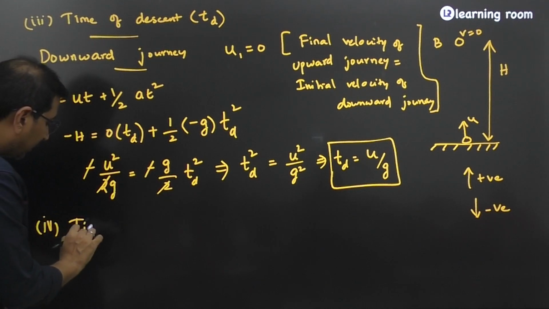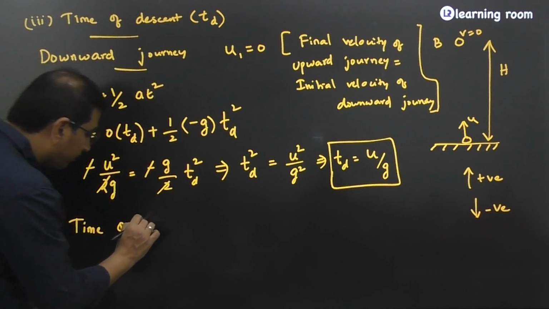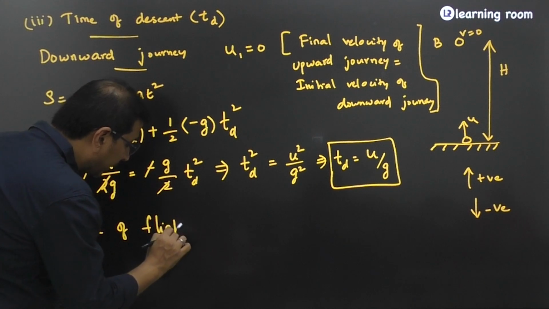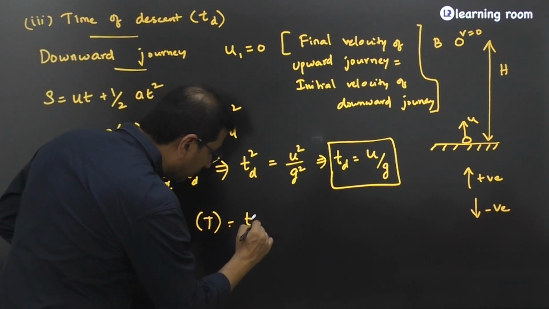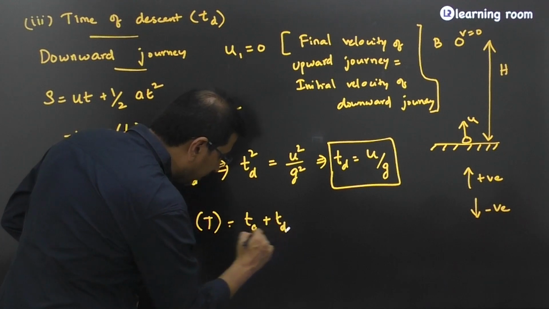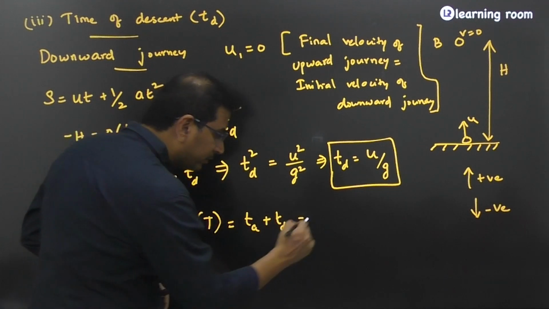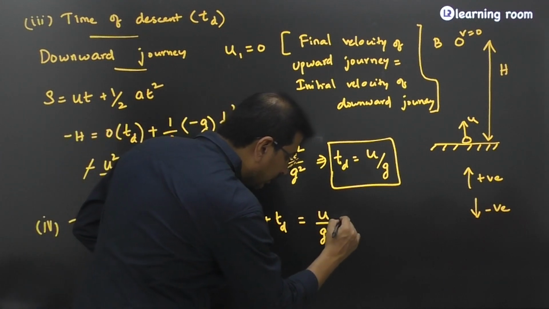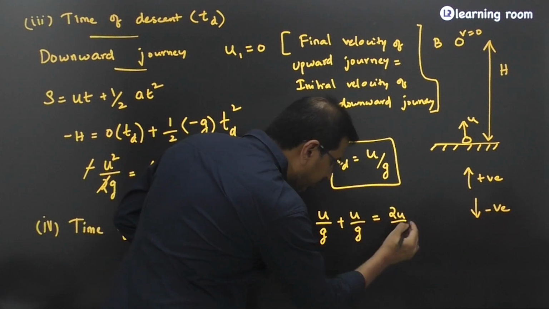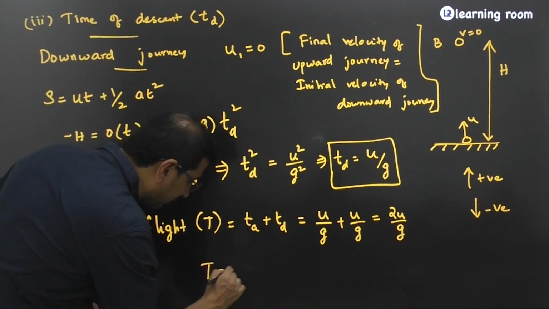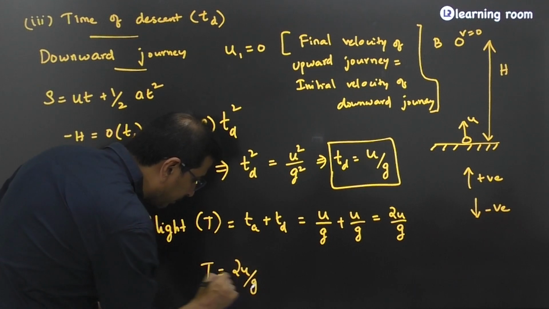That is the time of flight. What is the time of flight? This is equal to TA plus TD. But I know that TA is u by g. TD is also u by g. This will be equal to 2u divided by g. So T is equal to 2u divided by g.